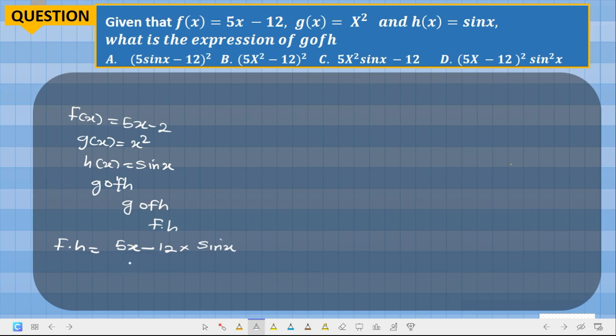So multiplying this, what are you going to have? You have 5x minus 12 bracket sine x. Now the next thing we were asked to do was to find g of f of h. What does this mean? It means that in g, wherever you see x, put in the value of f of h. In g, wherever you see x, normally you are supposed to have g of x. Okay? In g, wherever you see x, put in the value of f of h.